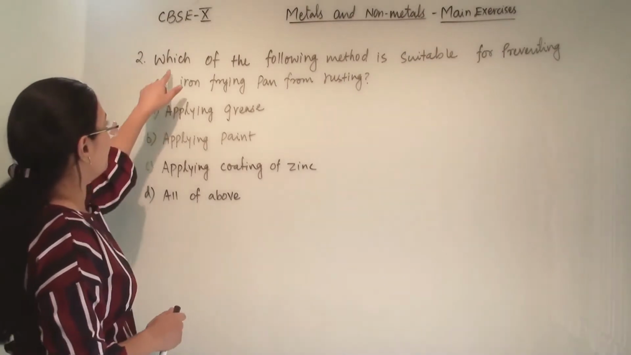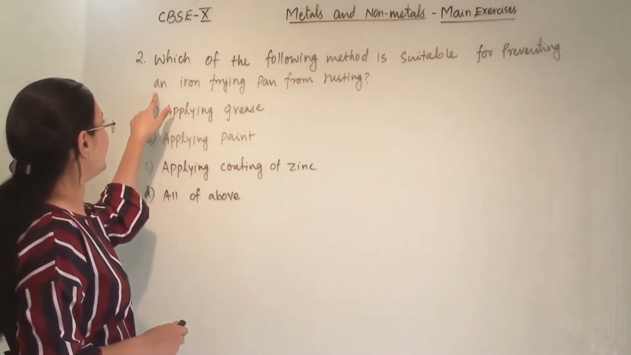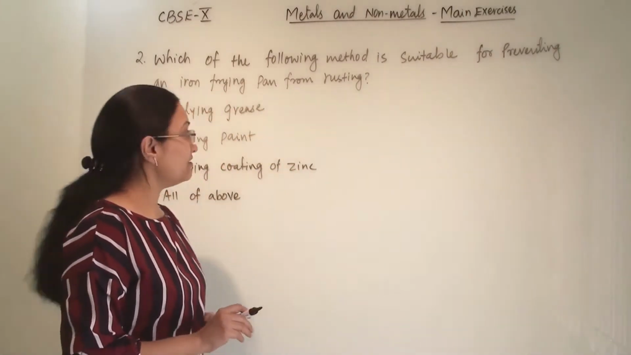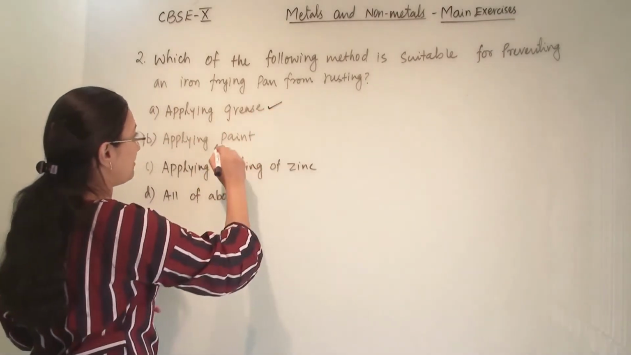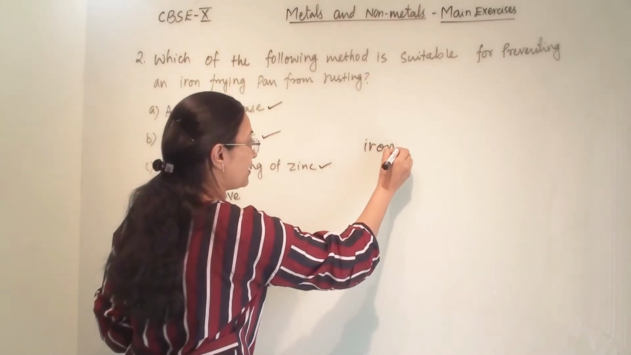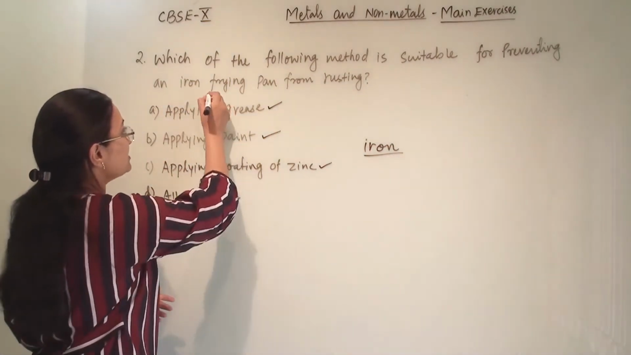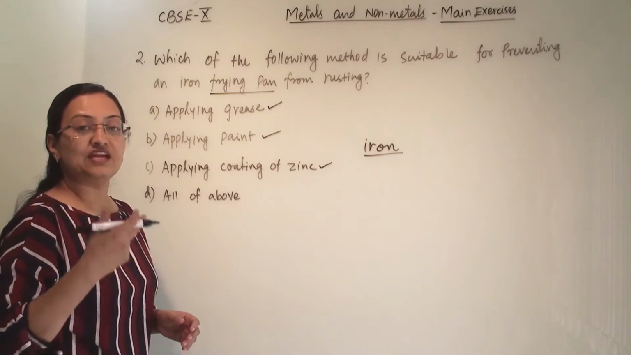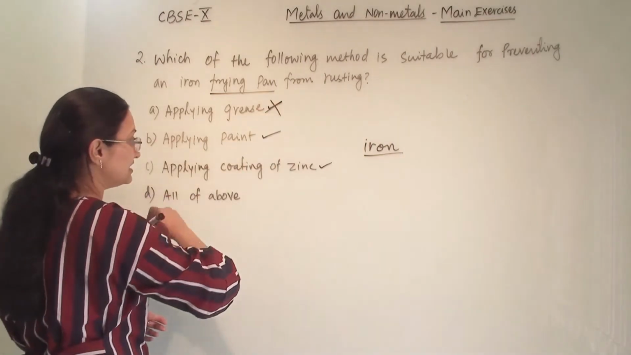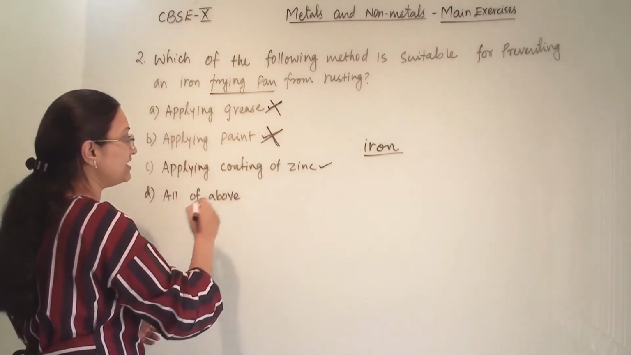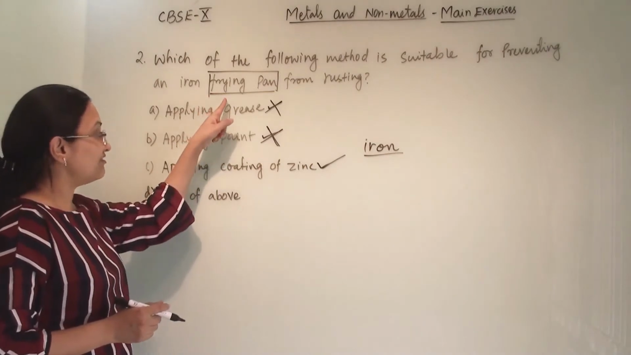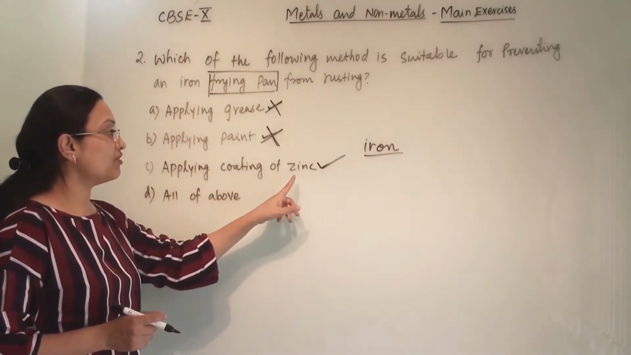Our second question is, which of the following methods is suitable for preventing an iron frying pan from rusting? Now if it is simple iron, then we can use all these methods: applying grease, applying paint, applying a coating of zinc, when it is only a piece of iron, an iron bar or iron rod. But here it is a frying pan. So continuously every day we are using it and every day we are heating it. So in that case we cannot use greasing, we cannot use painting, and we can only use applying a coating of zinc. So when it is a frying pan, we can only use a coating of zinc to prevent it from rusting.